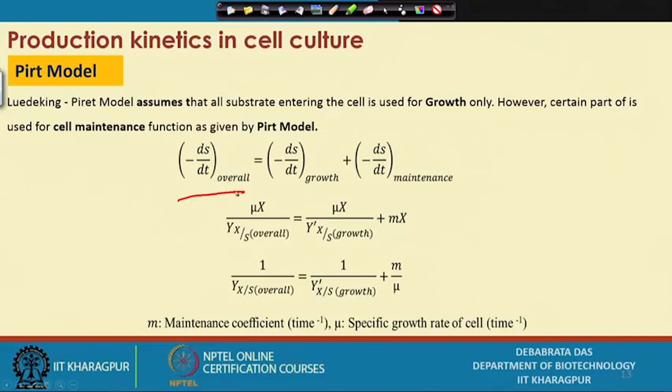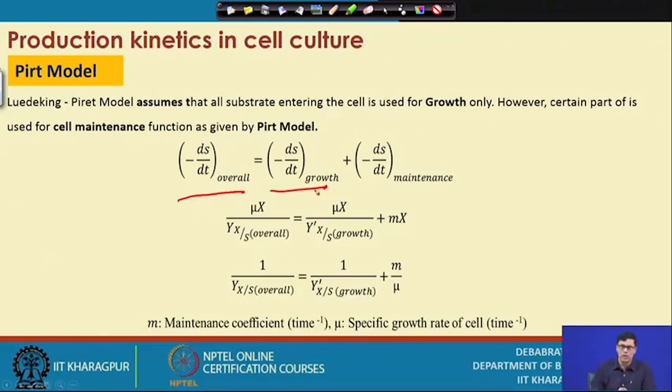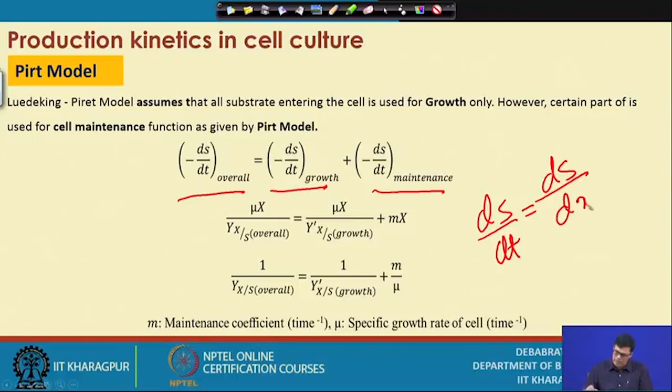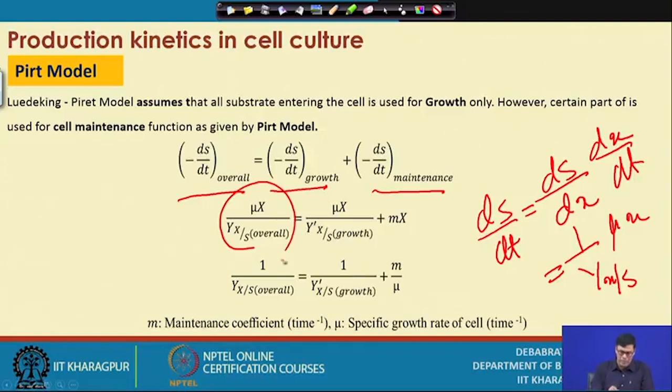Now, how have they considered it? What they are saying is that the rate of substrate consumed in the system has dual purpose. Substrate is going for growth of the cells and substrate is going for the maintenance of the cells. Now, when we write ds by dt, this is equal to ds by dx into dx by dt. Am I right? So, this is equal to 1 by Yx/s into mu into x. This is exactly what he has written: mu x into Yx/s overall, that is the growth, plus mx. Why mx?